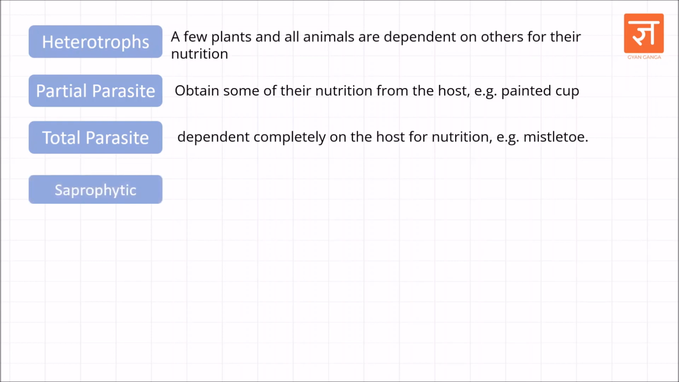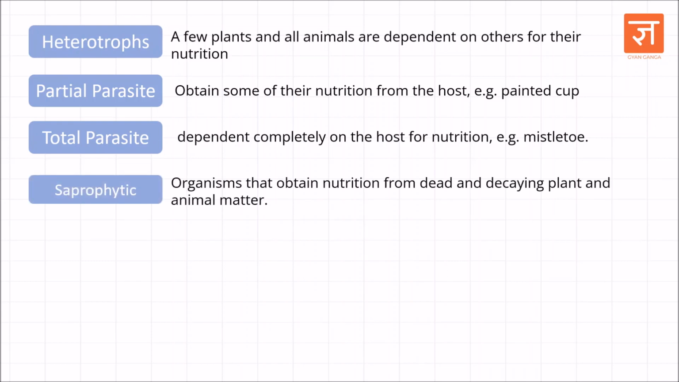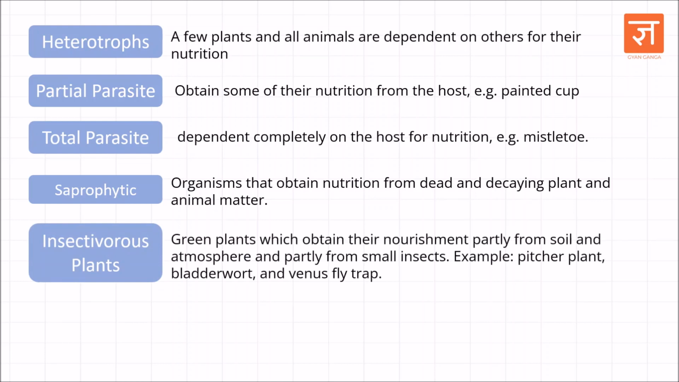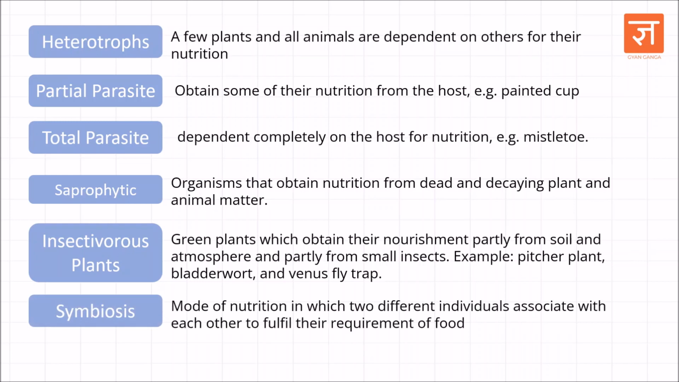Saprophytic nutrition: the organisms that obtain nutrition from dead and decaying matter are saprophytic organisms. Insectivorous plants: the plants that obtain nourishment partially from soil and partially by eating small insects. Symbiosis: the mode of nutrition in which two different individuals associate and live together, helping each other to fulfill their requirement of food and shelter.